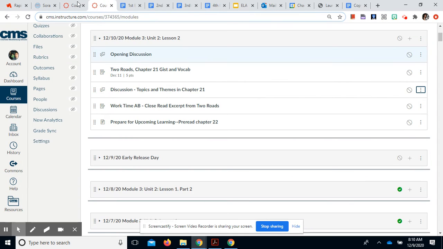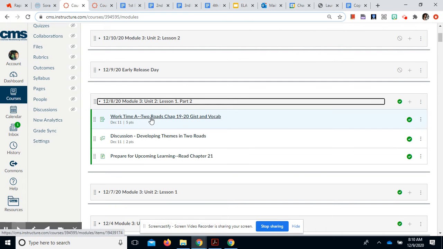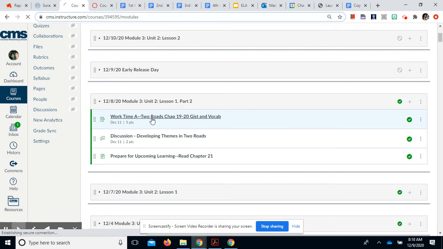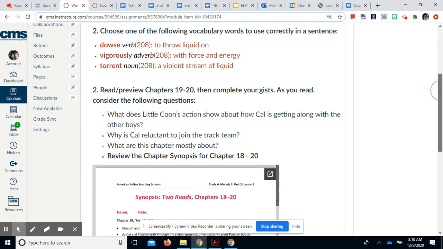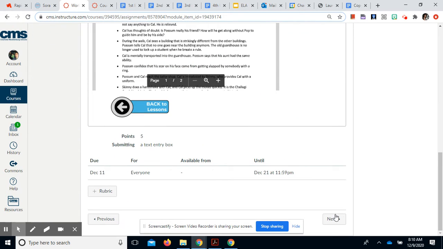So let's take a look at, okay, so the vocab words for the assignment are douse, vigorously, and torrent. And then let's take a look at the theme discussion.